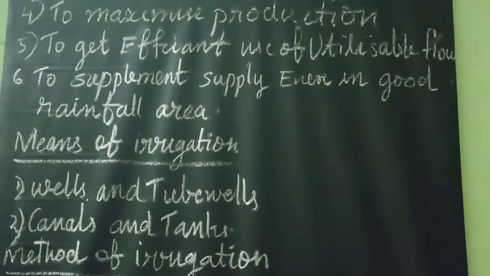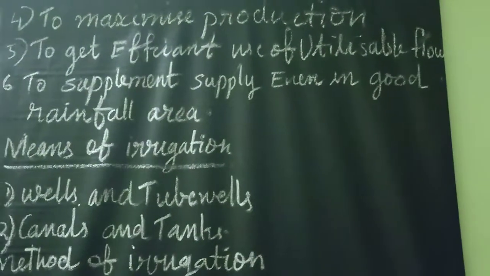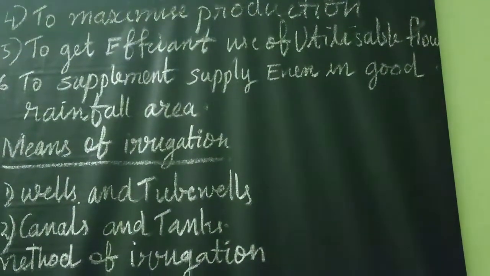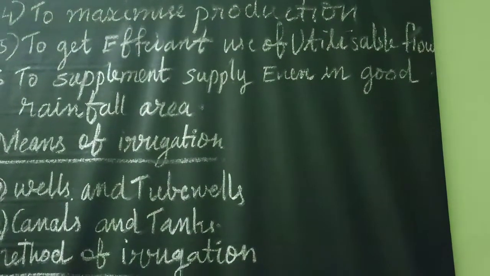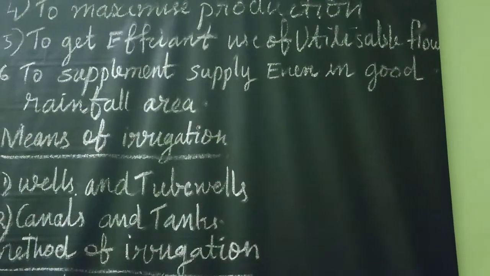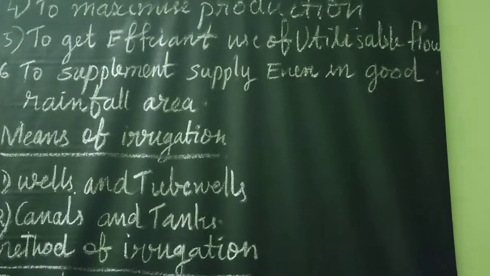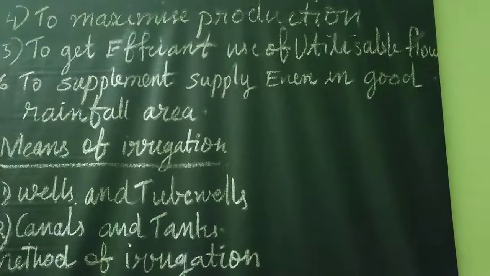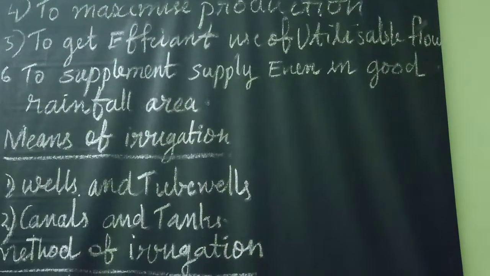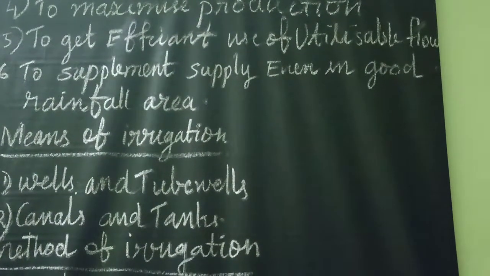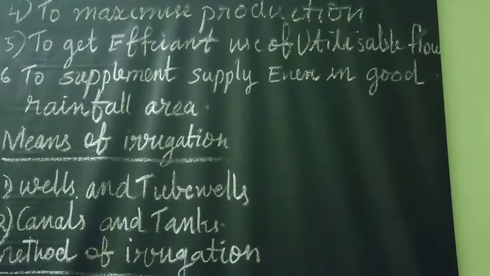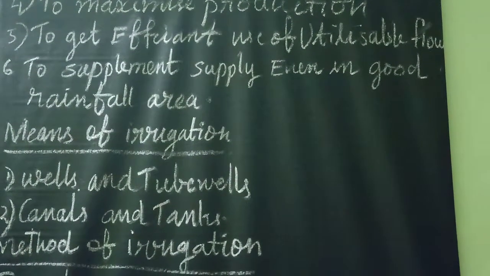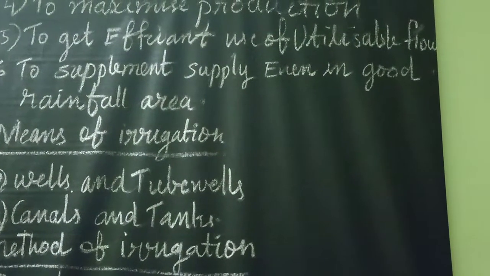Then the fifth point, to get efficient use of utilizable flow. Many of the Indian rivers are not perennial. Perennial means throughout the year water is there, and such rivers we call perennial rivers. Himalayan rivers are perennial because water is there throughout the whole year. Other rivers carry insignificant flow during the Rabi season. There is also wide disparity in the water flow from year to year.